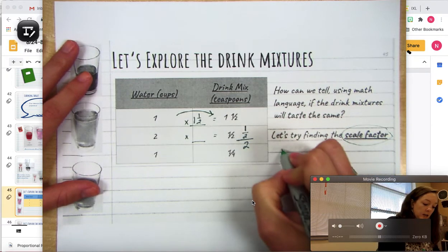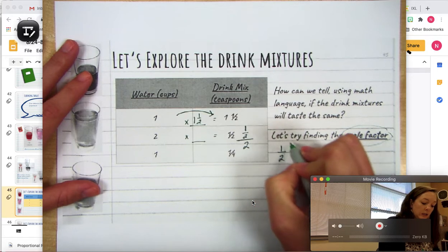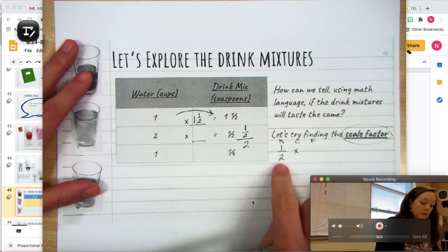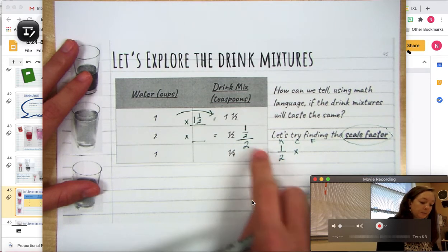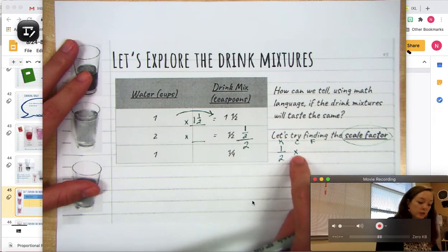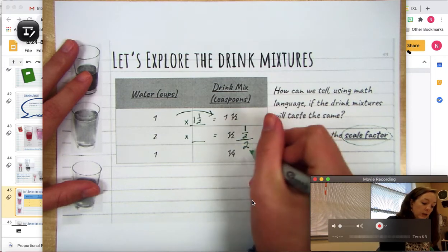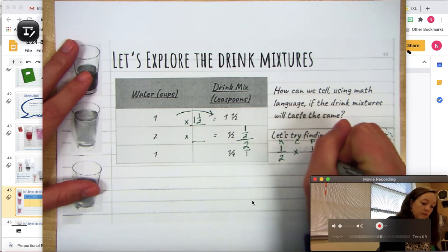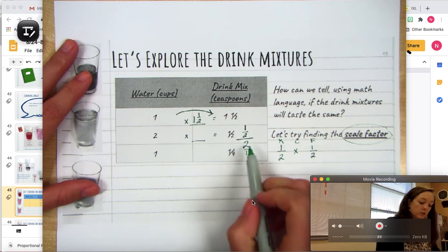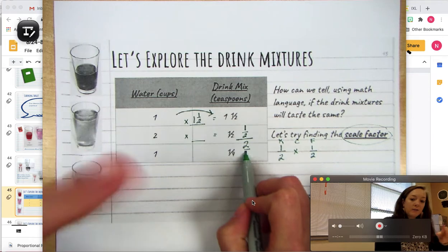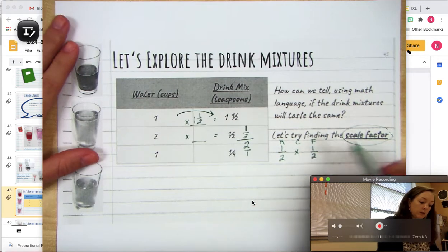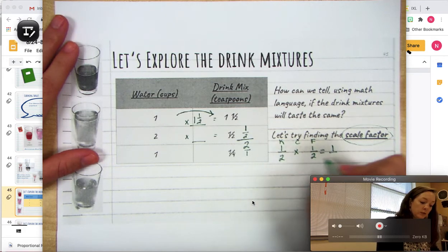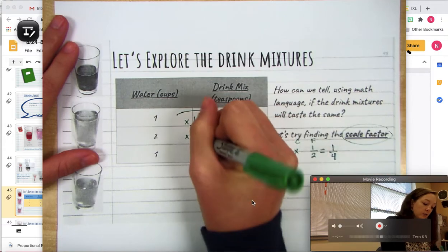If I do that, I'm going to use the keep, change, flip for dividing fractions. So I'm going to keep the first number, the numerator. I'm going to change division to multiplication. Then I'm going to take this 2 and I'm going to make it a fraction here. So it's 2 over 1 here. I'm going to make it into a fraction and flip it. Now it's 1/2. So it's 2 over 1. If I flip that fraction, remember you flip numerator and denominator, it becomes 1/2. Now I multiply straight across. 1 times 1, 1. 2 times 2, 4. So my scale factor is 1/4.